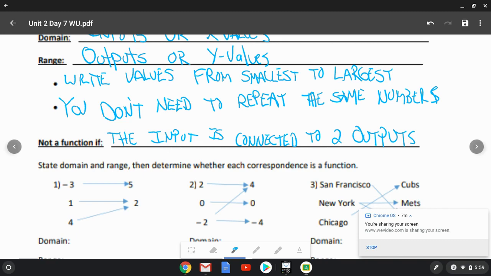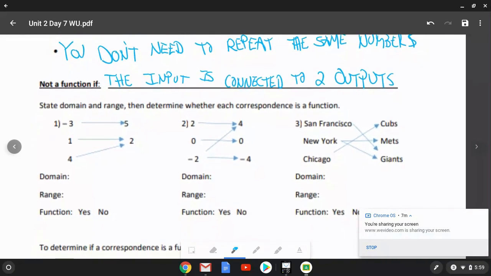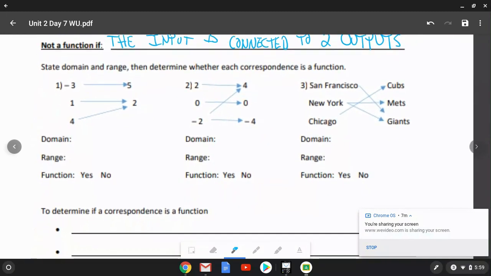So let's take a look at these examples here using our vocabulary. So domain are all my inputs. So that'd be the numbers on the left that you start with. If we write them in numerical order, from smallest to biggest value, it's in numerical order for me from top to bottom. So my domain are all my inputs or x values. In this case, -3, 1, and 4 are what I start with.